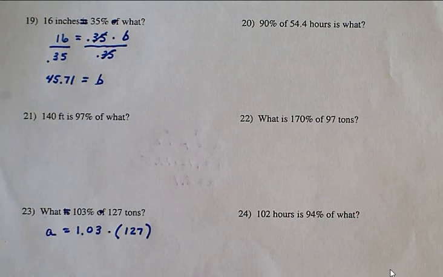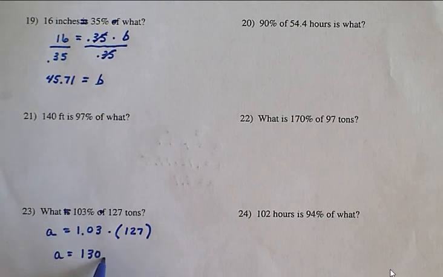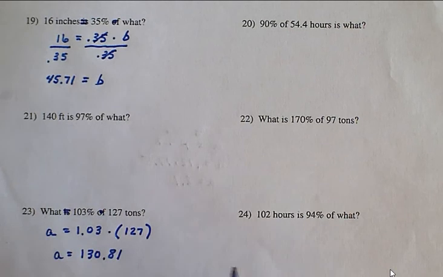What that's going to do is make your amount bigger than your total. That's going to happen once in a while, but that's not generally the rule with these kinds of problems. So when I take 1.03 and multiply that by 127, I get 130.81. Okay, so be careful. I guess number 22 also has a big percent, so that will also have a big A value.